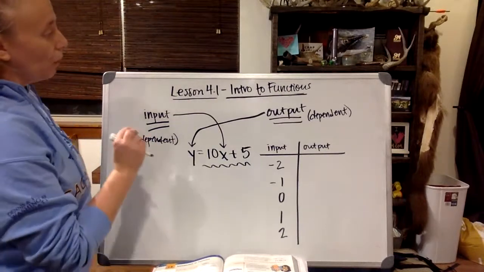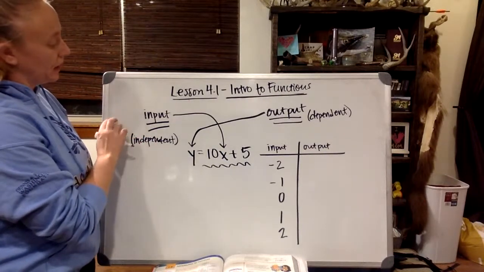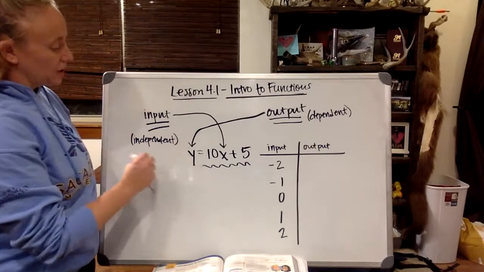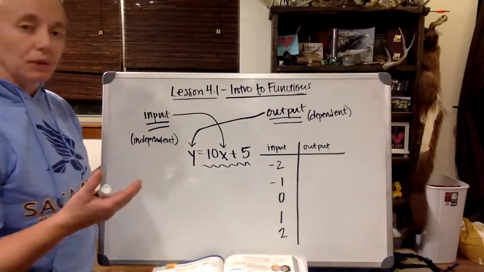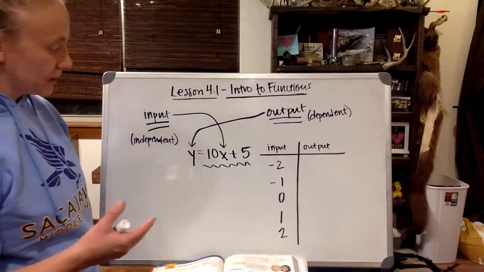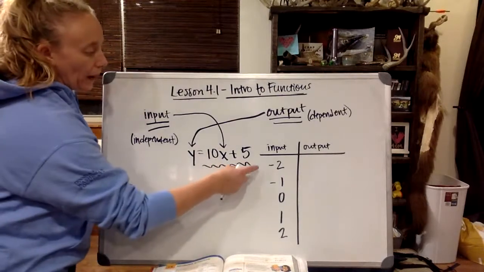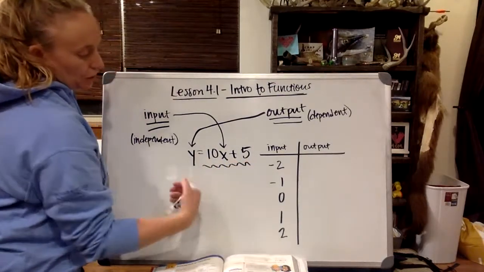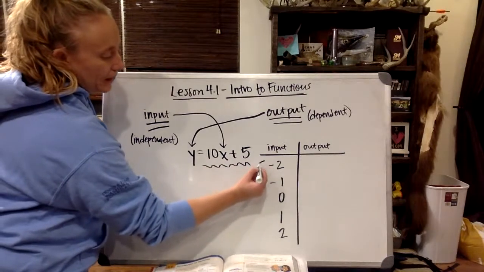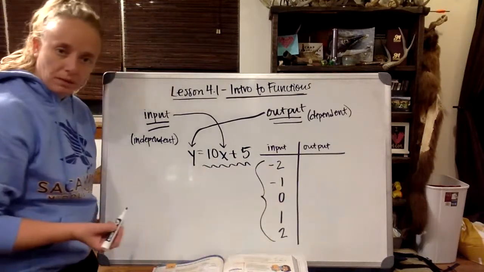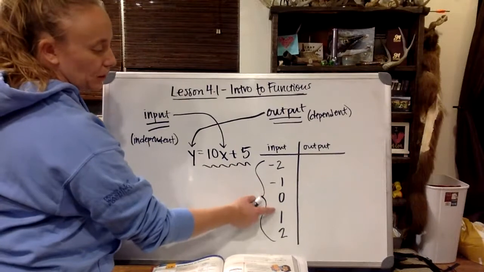So what you're going to be practicing in this unit is not just looking at equations and talking about inputs versus outputs, but you are actually going to be calculating inputs versus outputs. So what I always suggest people do is start out with these 5 core numbers: -2, -1, 0, 1, 2.